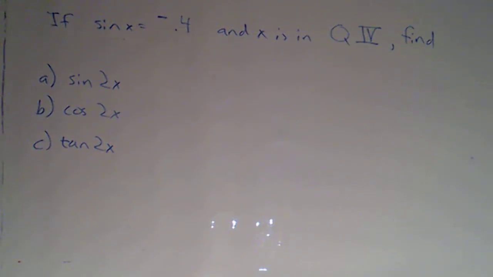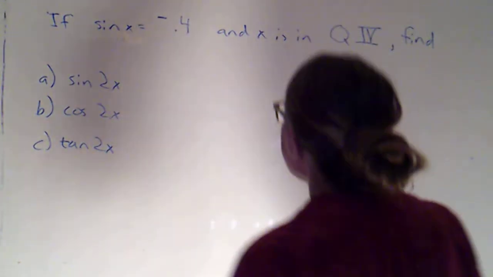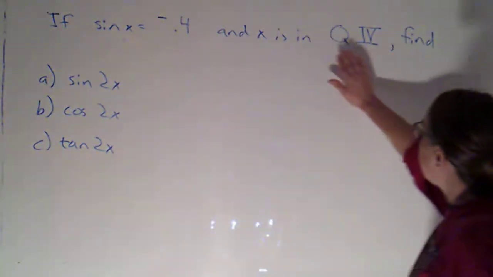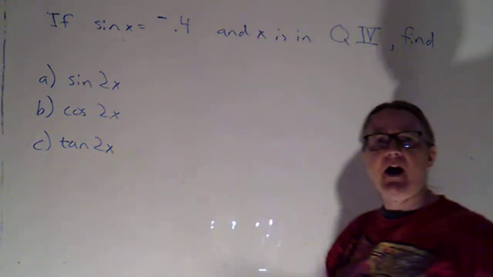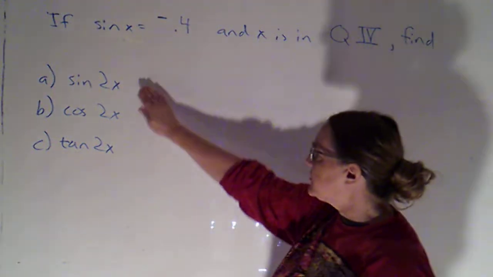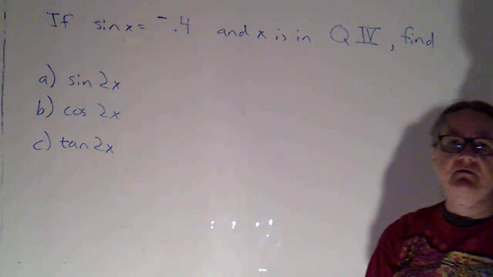Okay, I've got a problem up here on the board. If sine of x is negative 0.4 and x is in quadrant 4, I want us to find three things, just to get a little bit more practice with these formulas: sine of 2x, cosine of 2x, and tangent of 2x.